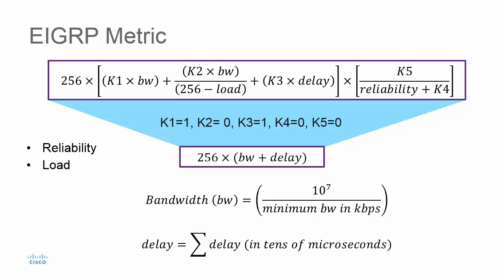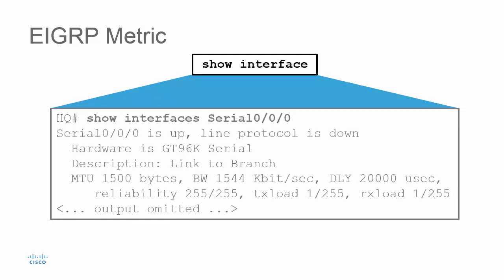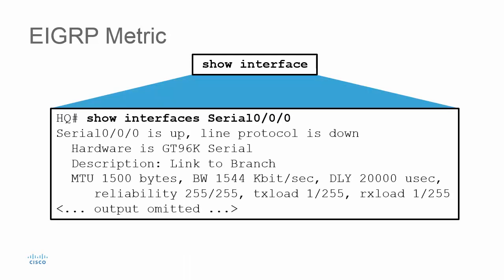To verify all criteria that are used in the formula to calculate the EIGRP metric, you may have to use the show interface command. This way, you can actually see the actual values that are used for bandwidth, delay, reliability, and load in the computation of the routing metric. The output in the figure shows the values that are used for the composite metric for the serial 0/0/0 interface.